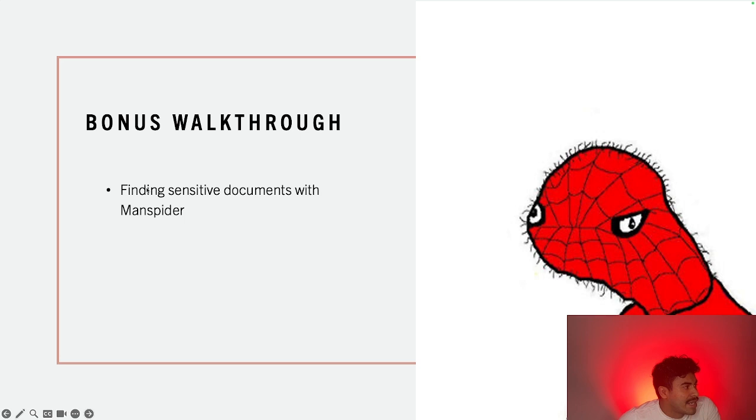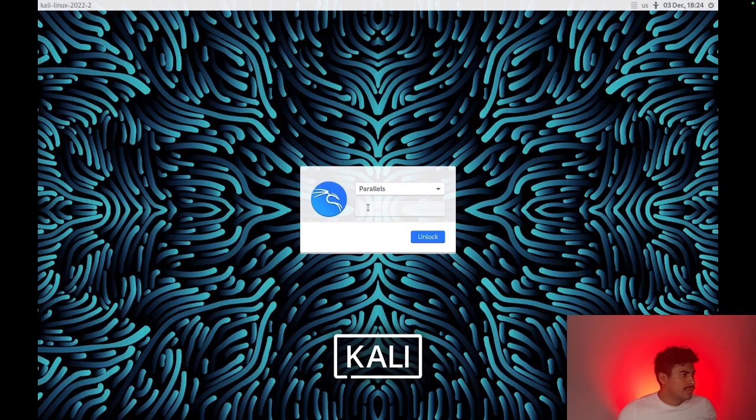Let's get into it. I'll show you guys how to go ahead and use ManSpider to find sensitive documents. Go ahead and log in here. So for those of you who don't know, ManSpider is a tool that you can use to parse through sensitive documents on an Active Directory domain. You can also use it to just parse documents on local machines as well.